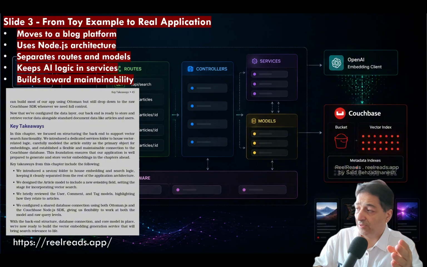Visual evidence, page 41 on the PDF. Subject: the project folder structure lists API, config, controllers, middleware, models, routes, and views. Strength: the architecture is familiar to Node.js developers and makes the vector search feature easier to place. Shortcoming: the folder structure alone does not guarantee production quality. Viewer value: it shows exactly where the book begins, turning AI search into normal back-end engineering.